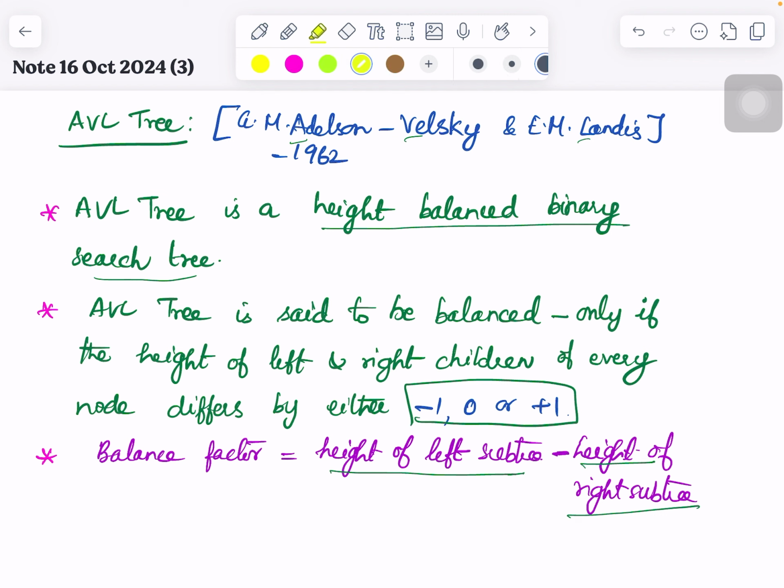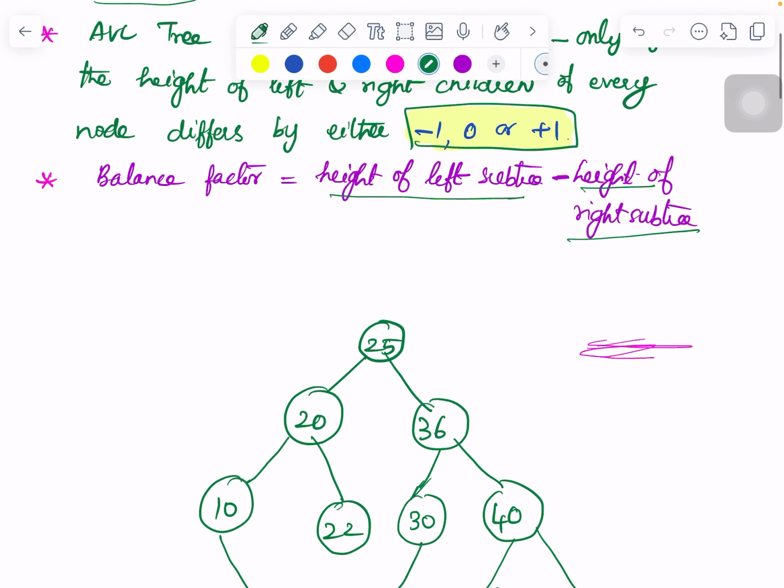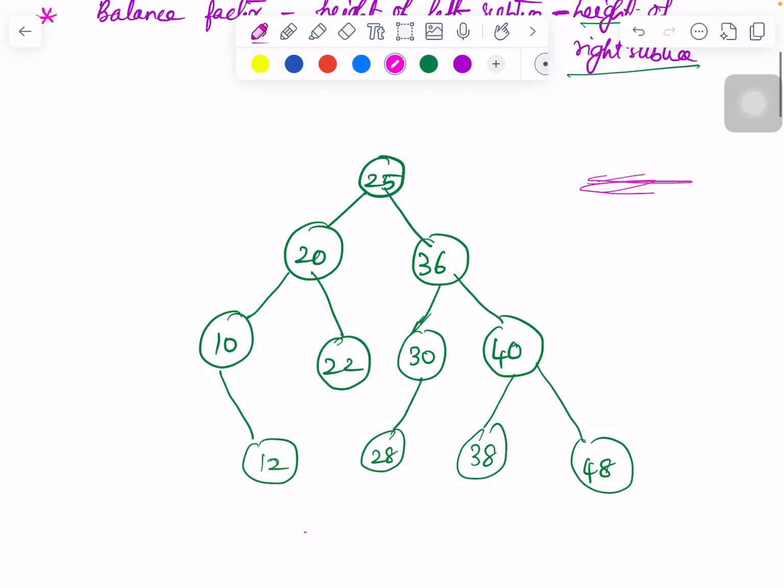So when the balancing factor is equal to -1, 0 or +1, then we can tell that the tree is balanced. If the tree is not balanced, then we are supposed to perform rotations. We'll see the rotations in the later part. Now let me tell you how to find out the balancing factor for each and every node of an AVL tree. Let us move to an example of finding the balancing factor.